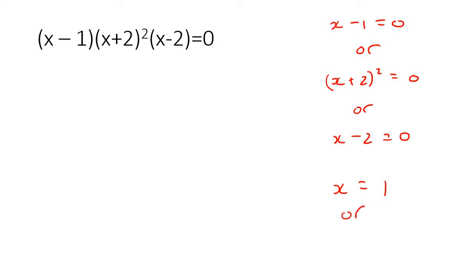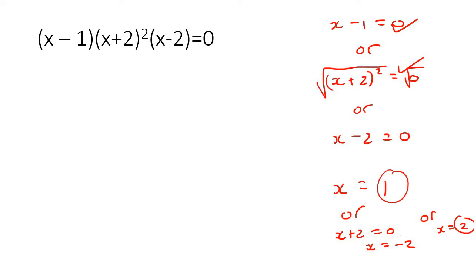If we solve the second one, you would take the square root of 0, because you would square root both sides. You could say plus minus, but plus minus 0 is just 0. So for that one, you're going to end up with x plus 2 equals 0, and so x would be negative 2. Then for the last one, x is equal to 2. So these are our three x-intercepts.